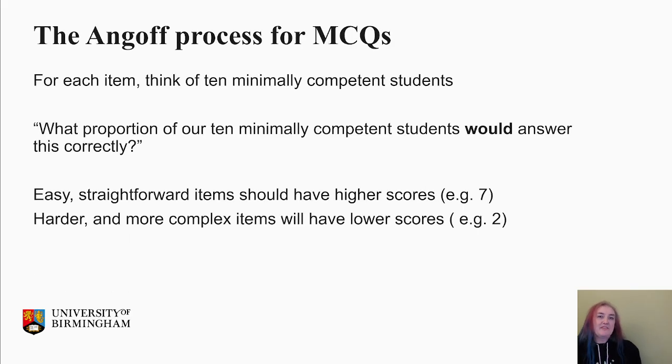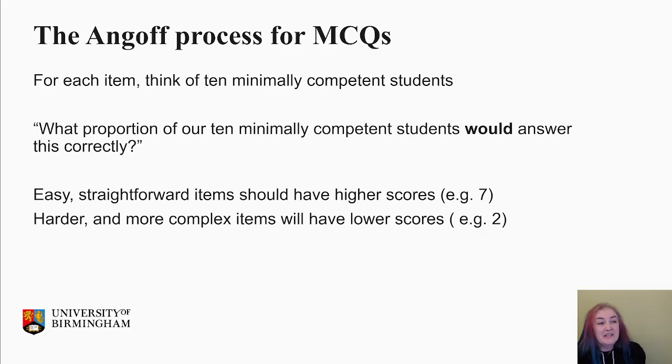So the Angoff process is slightly different for MCQs and SAQs. For MCQs, we think of maybe 10 minimally competent students, and we're asking ourselves what proportion of those 10 students would answer the question correctly. And that's an important thing, that it's which of them would answer it, not could or should, because that will come to a very different conclusion. So we're looking at the 10 minimally competent students. How many of those 10 would answer the question correctly?